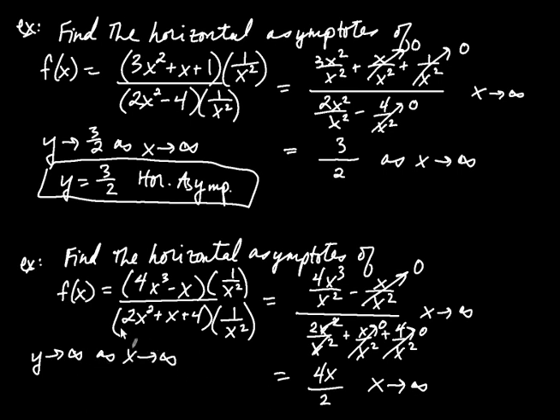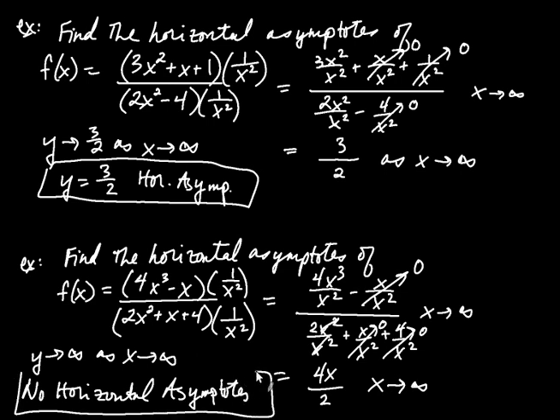The y-coordinate, f of x, is getting large as x goes to infinity. Now, a horizontal asymptote is a line y equals some constant, but that's not happening here, right? y is not approaching a constant. y is getting huge as x goes to infinity, and for that reason we say that there are no horizontal asymptotes. So this graph does not have a horizontal asymptote.